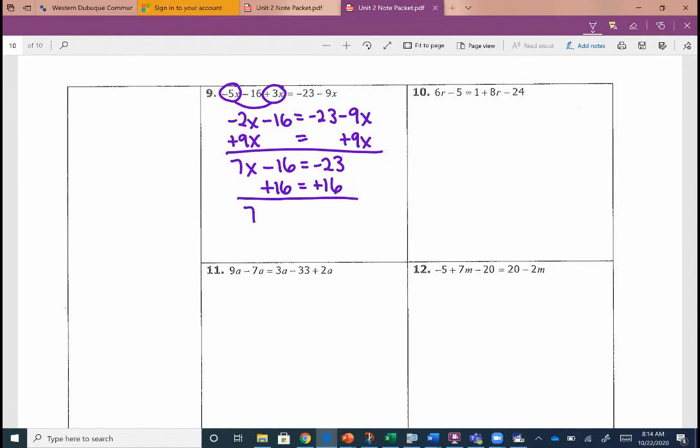7x is over on the left. Negative 16, positive 16. That gets me a 0. Negative 23, positive 16, negative 7.